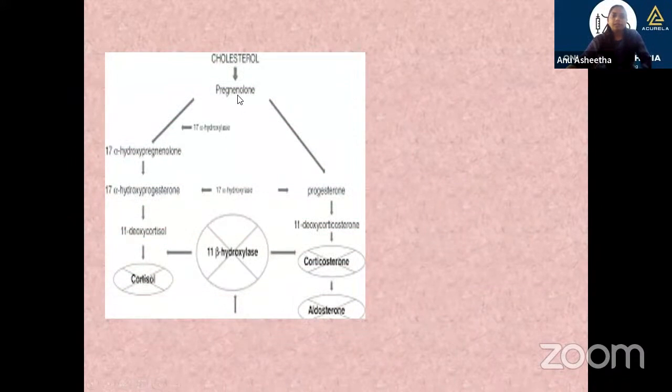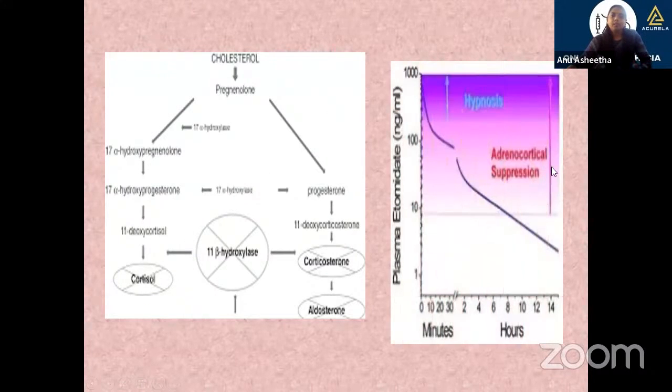So how does adrenocortical suppression occur? Because etomidate acts on 11 beta hydroxylase, which is responsible for the conversion of 11-deoxycortisol into corticosteroids, aldosterone, and cortisol. And this is a major site of action. They also inhibit 17 alpha hydroxylase. This is a minor site of action. Now, hypnosis and adrenocortical suppression.